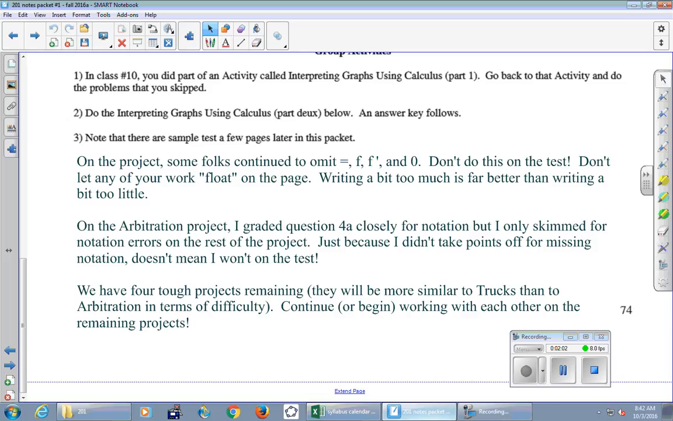When you're writing things on the test, don't let any of your work float on the page. We don't want things that are just out in the ether with no connection to the previous work. Writing a bit too much is far better than writing a bit too little. Levi.